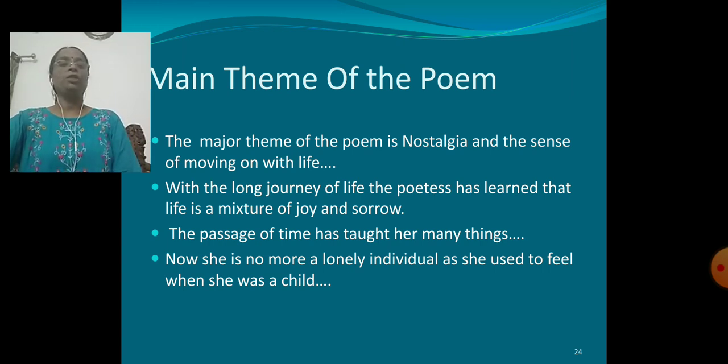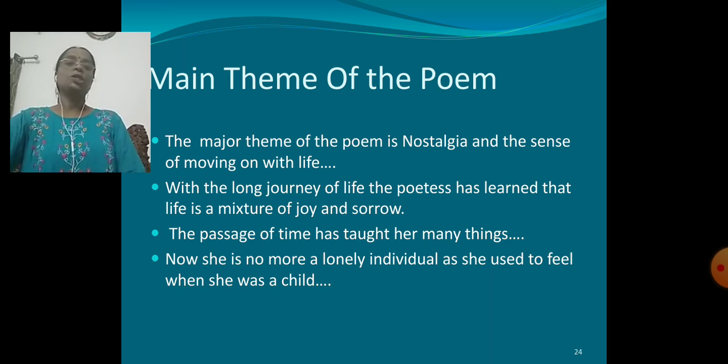So, the main theme of the poem, we can see that the major theme of the poem is nostalgia and the sense of moving on with life, the sense of changing, that is a rule of the universe or rules of life. With the long journey of life, the poetess has learned that life is a mixture of both joy and sorrow. Morning is there, evening is there, light or brightness is there, darkness is also there, the rose is there, then thorn is there, sun is also there, then the moon is there.